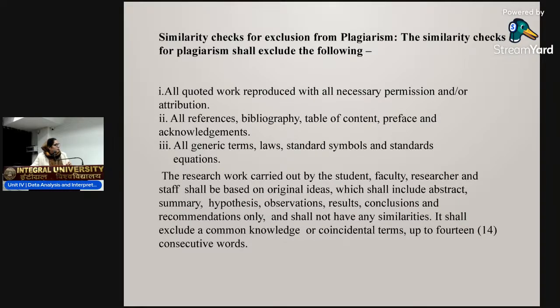Then I'd also shown you how the similarity check looks. I told you about the tools that are available to you. So we generally use two tools, Turnitin and Drillbit, or Authenticate and Drillbit.